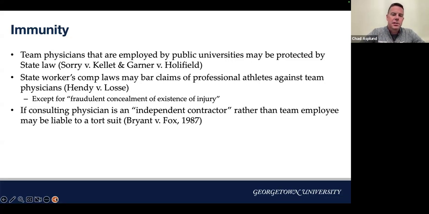If a consulting physician is an independent contractor rather than a team employee, they may be liable for a tort suit. So myself, for example, I am a MedStar employee, but I provide care for the Washington Mystics, and so I am not a team employee. So that means I may be liable in a tort suit. They would likely include MedStar in a suit because MedStar is worth a few more dollars than I am.